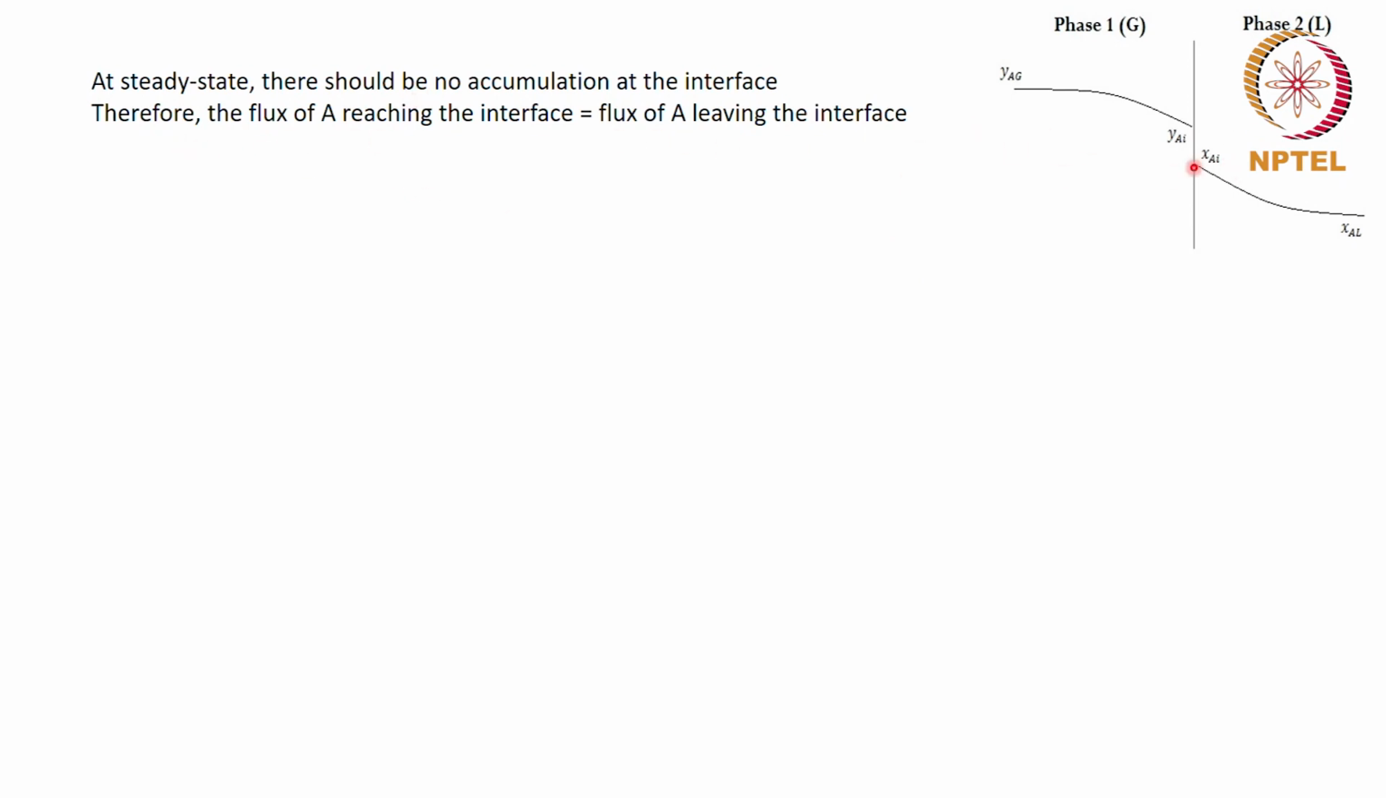Here, at steady state, there should be no accumulation at the interface, and therefore the flux of A reaching the interface must equal the flux of A leaving the interface. So what is the flux of A reaching the interface in terms of individual mass transfer coefficients? Lowercase ky times YAG minus YAI is the rate at which oxygen reaches the interface. Lowercase kx times XAI minus XAL is the rate at which it leaves the interface, and both those must be equal, and both those were equal to NA from our expression anyway earlier. Okay. So we are equating this at steady state. Equation 6.2.1-12.